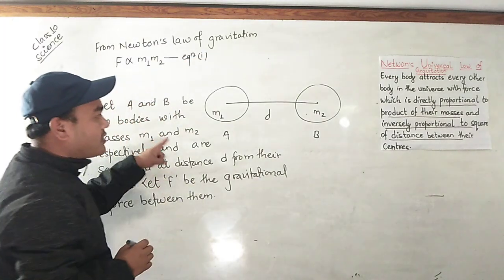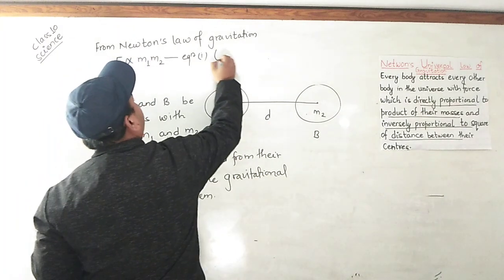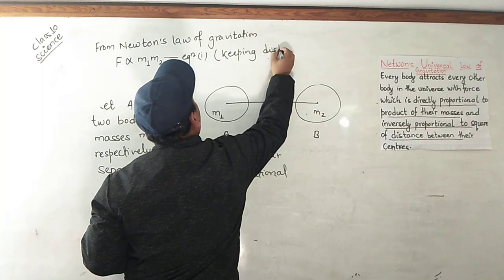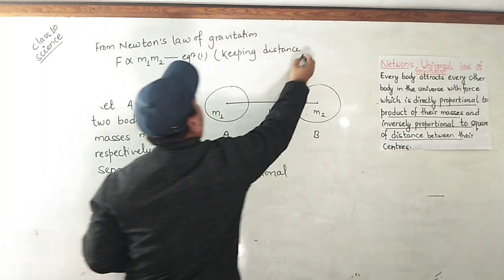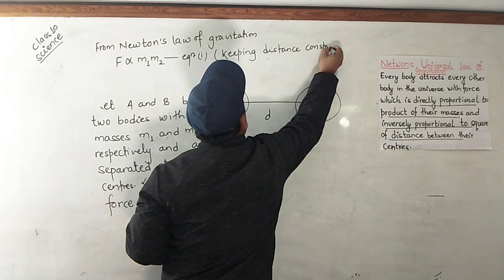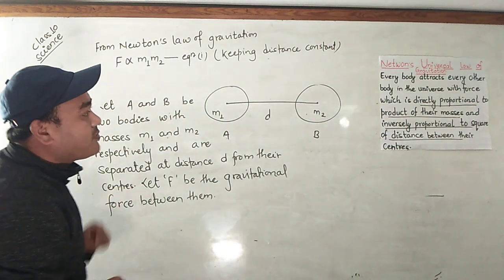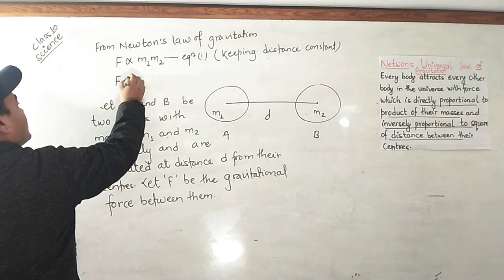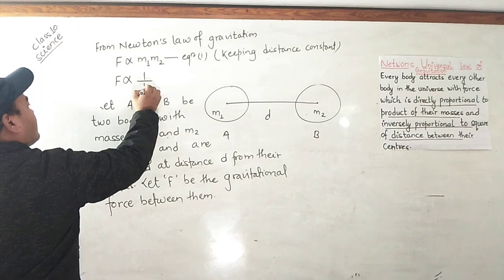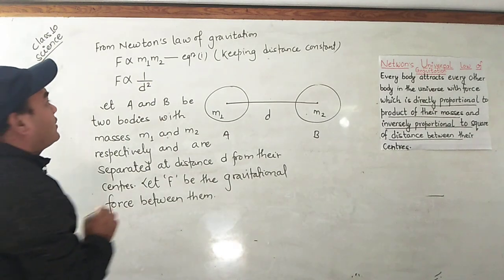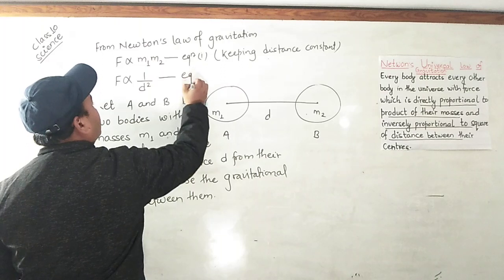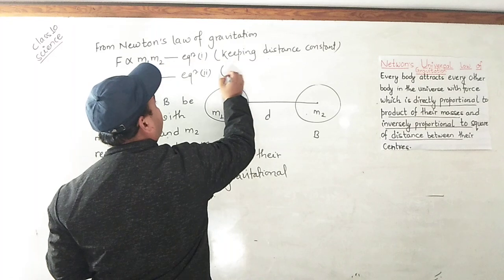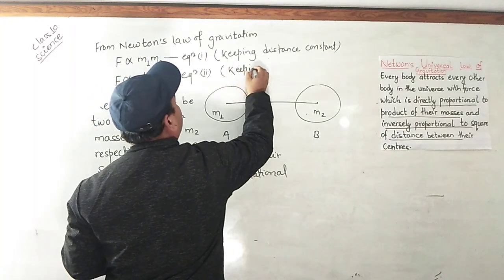Here what we have kept constant? The distance d is constant. So, keeping distance constant. And next part, again the gravitational force is inversely proportional to the square of distance between their centers. That is equation number 2. Here what we kept constant, keeping masses constant.